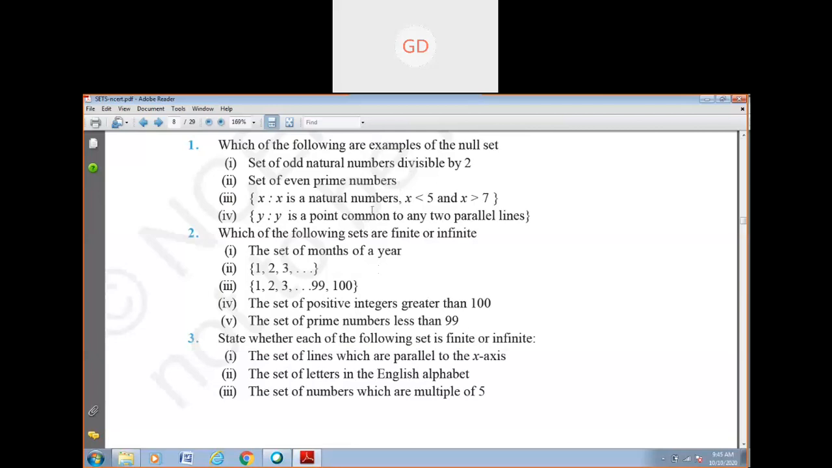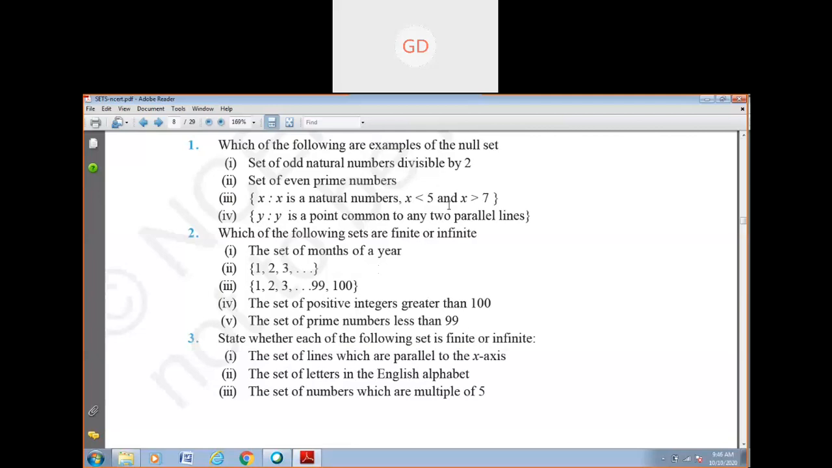And here again, x is a natural number, x less than 5 and x greater than 7. Can you have any number which is less than 5 but greater than 7, and that is a natural number? So definitely no elements exist, so the set is empty.